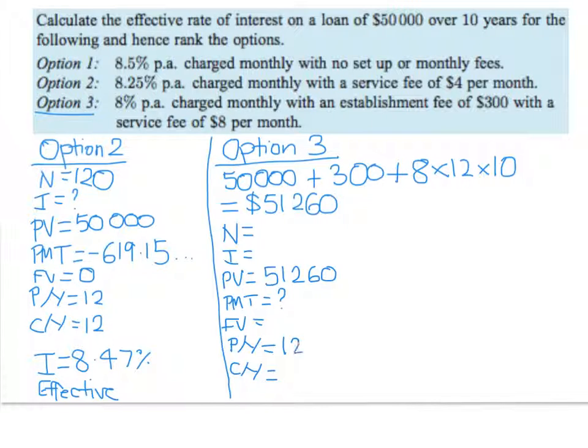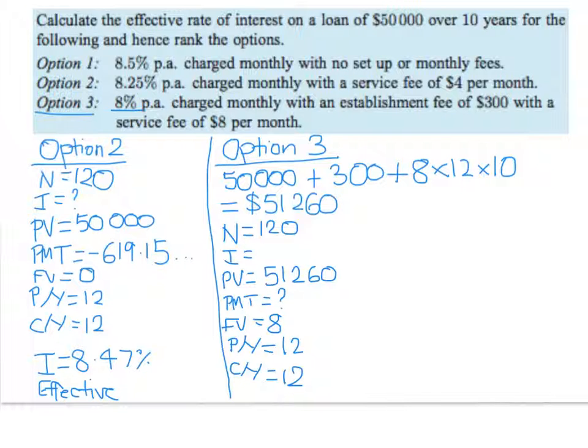The cool thing about this is in these questions, they're all usually going to be monthly, or if they are something different, we don't have to take that into account. And it's just going to be our 120 again. And our I is 8%.